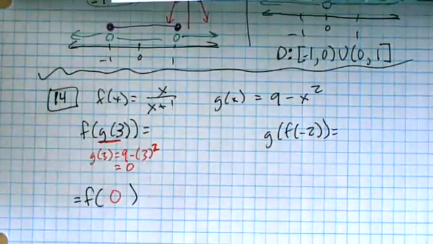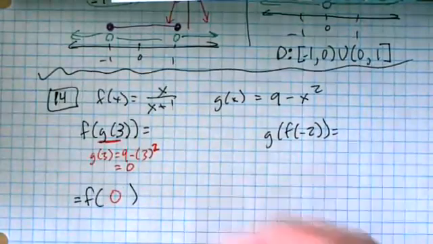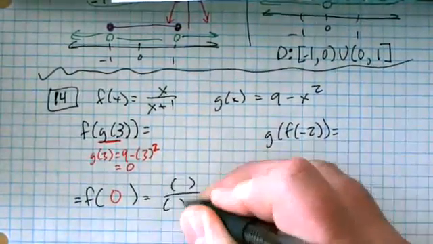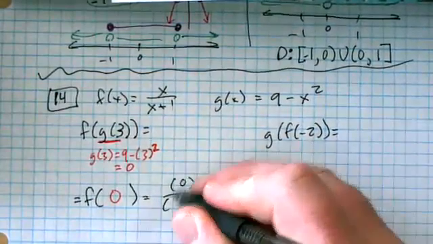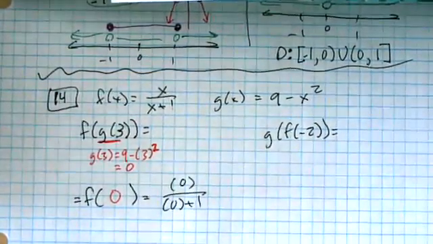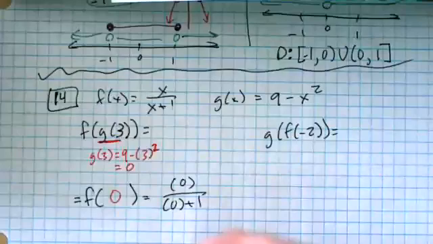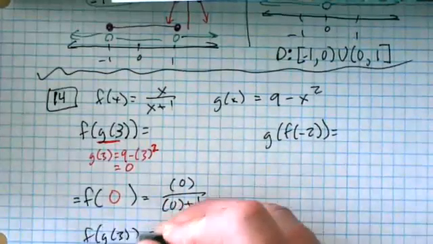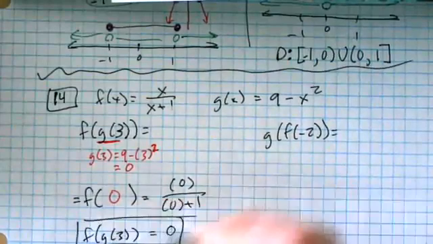Cool. And then we got to do f of 0. So my f function is x over x plus 1. We'll put zeros in both of those x's. We got 0 over 1, so we end up with a final answer of 0. So f of g of 3 is 0.